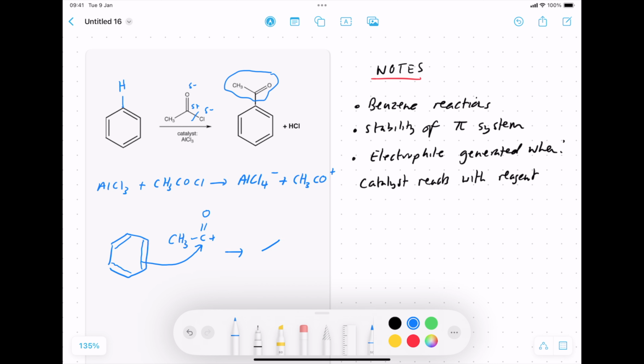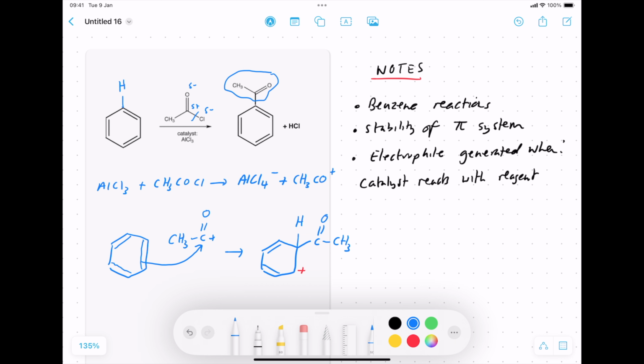Then what happens is the pi system temporarily breaks as a result of the carbonyl bit being added. So now at this point, which I'll just circle in red, that has become saturated. It's a tetrahedral intermediate. And the positive charge, because an electron pair has been used to bond to this electrophile, is now going to sit on this corner.